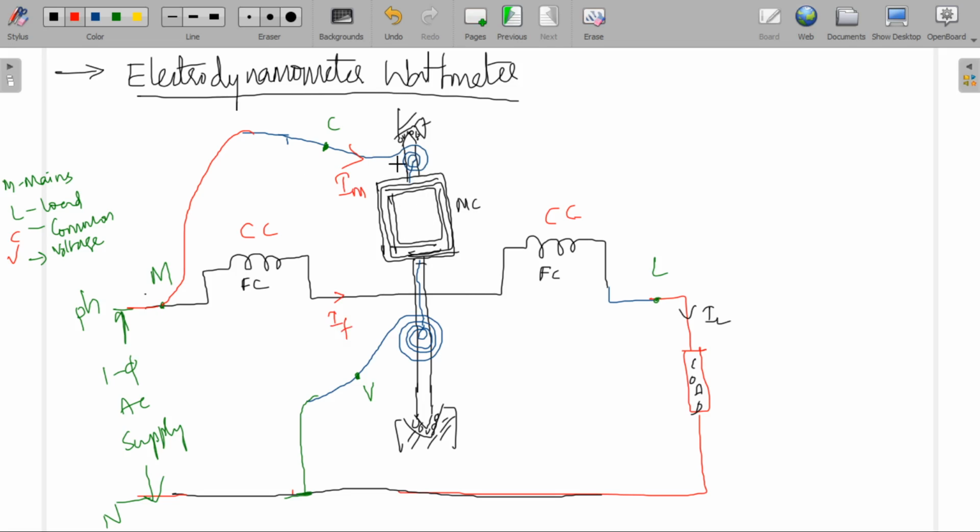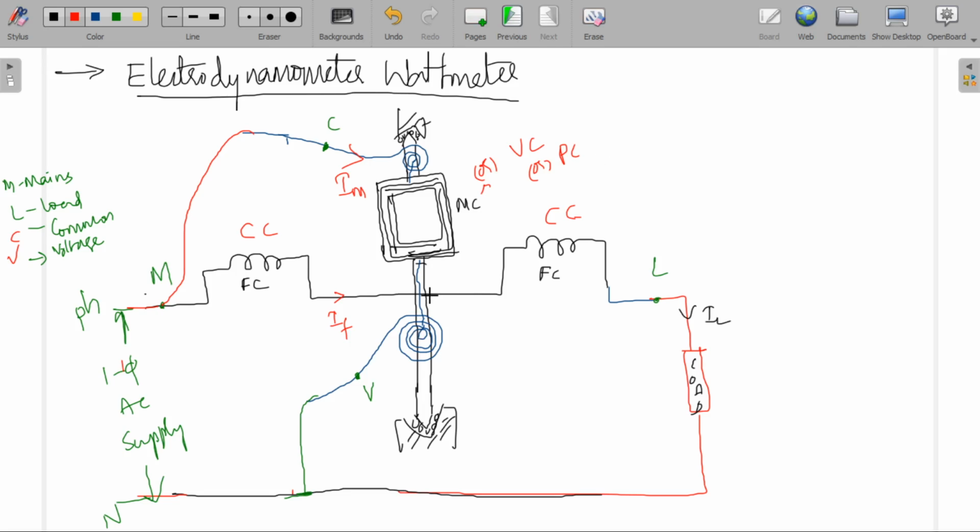This moving coil carries current Im, which is proportional to the applied voltage, because it is connected across the applied voltage. That's why this moving coil is also called the voltage coil, VC, or pressure coil.